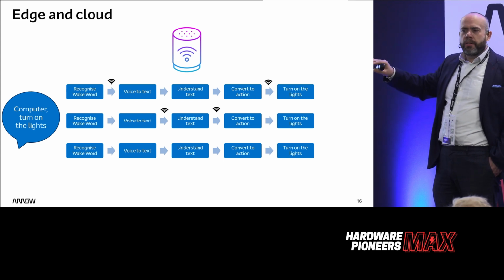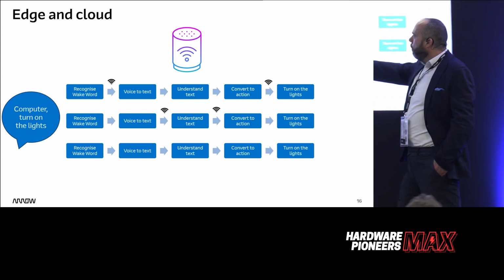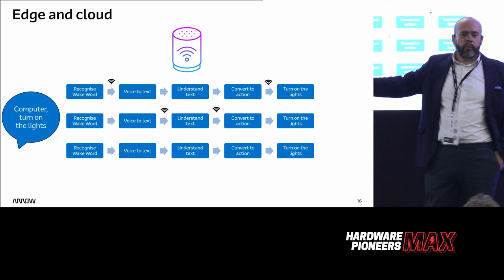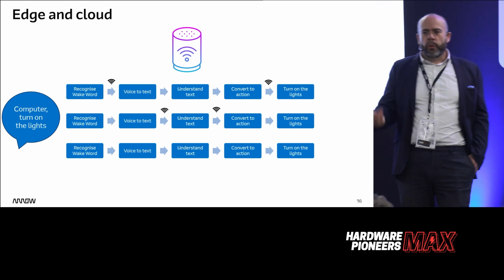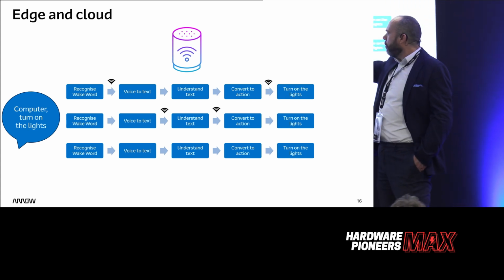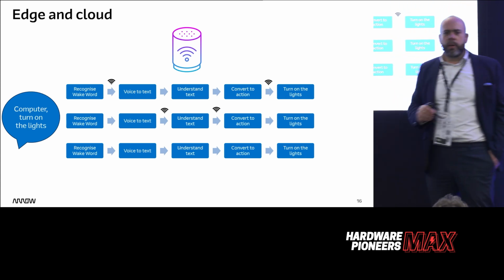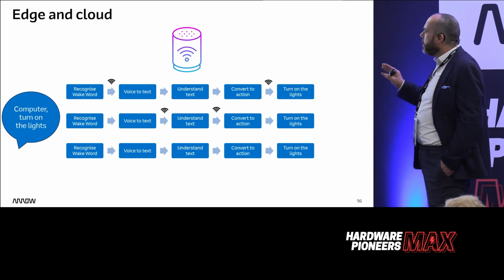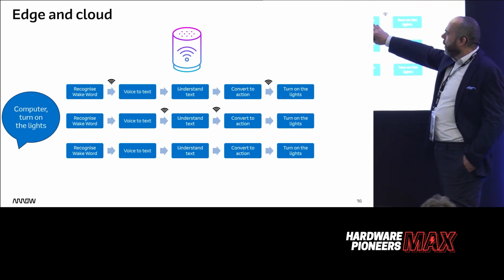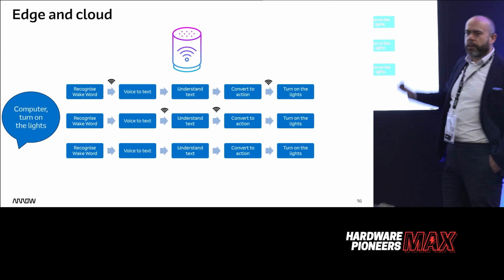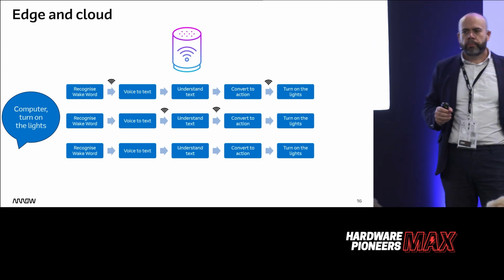After that, everything you say is transmitted to the cloud. The cloud then does voice to text. It then takes that text and feeds it into an algorithm to understand what the text means. And from understanding what the text means, it then comes up with an action that should be done. And that information is then sent back to the device, and the device carries out the action.